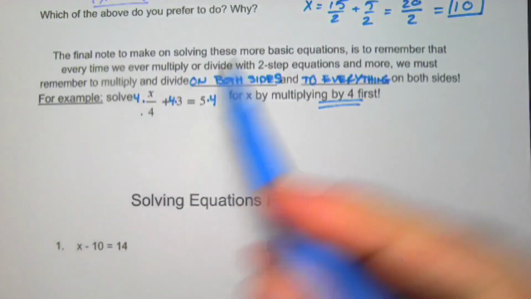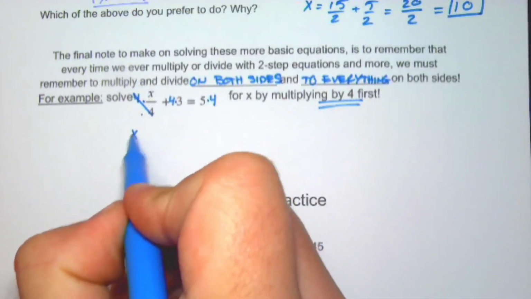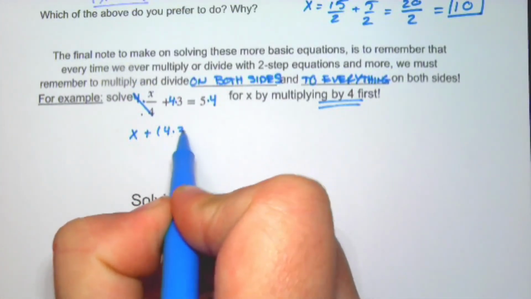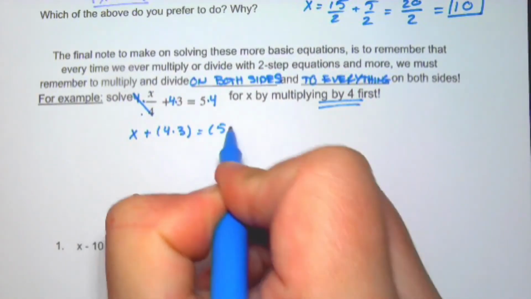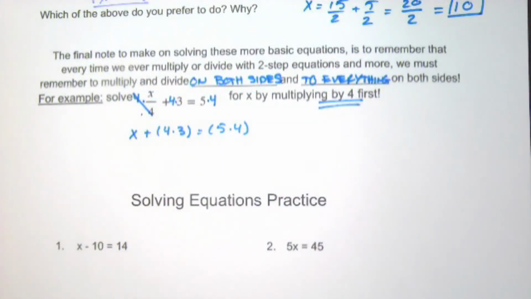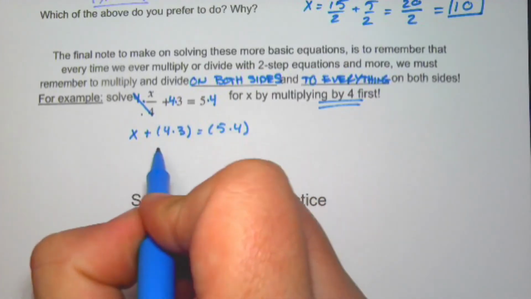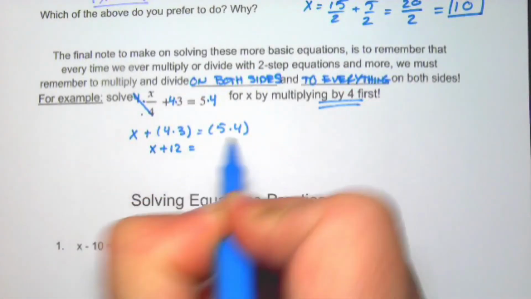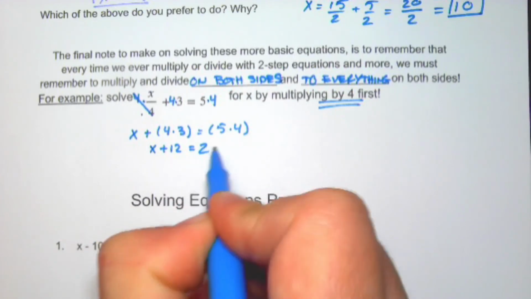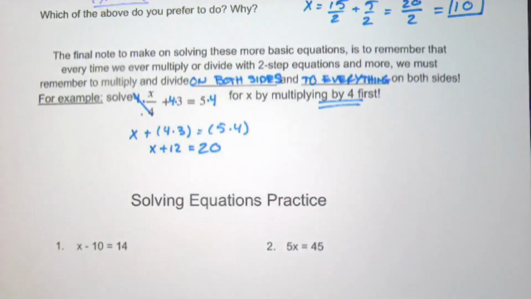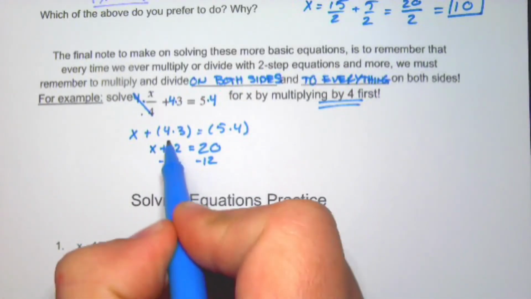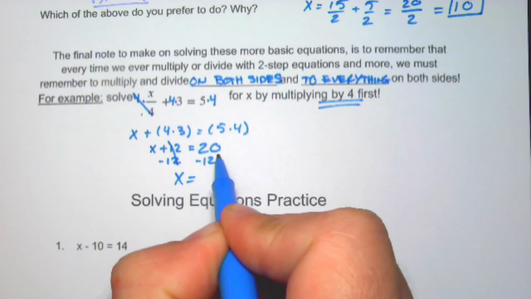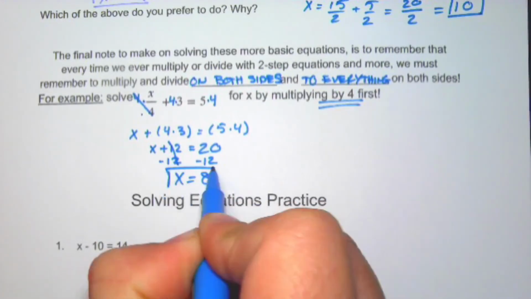Well, this 4 over 4 will cancel out for us, leaving 4 times 3, because the 4 had to go to the 3, and then also 5 times 4 on the other side. Now from here, 4 times 3 is 12, so we have x plus 12. 5 times 4 is 20. And that last step is the opposite of addition, which is subtraction. Positive and negative 12s cancel, and we get x is equal to 20 minus 12, which is 8.